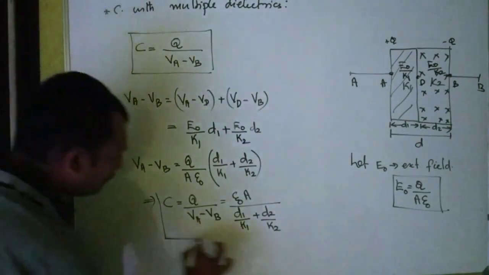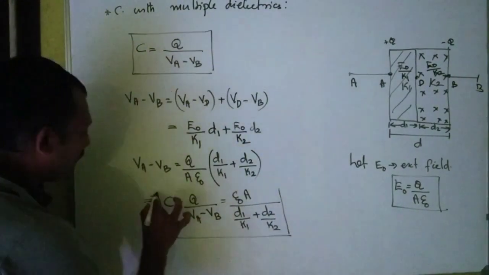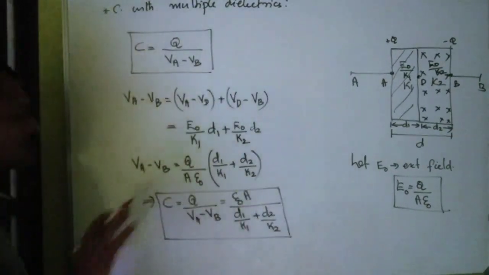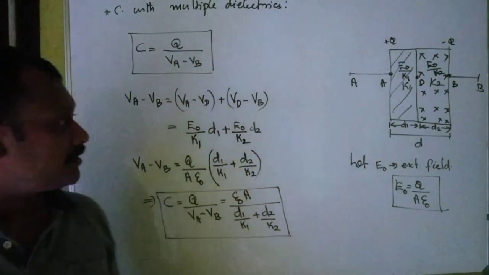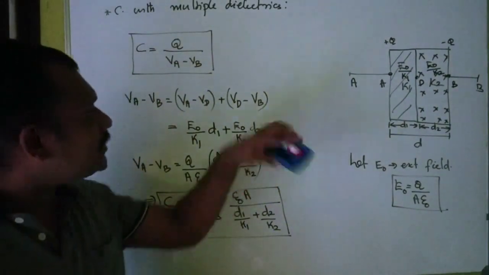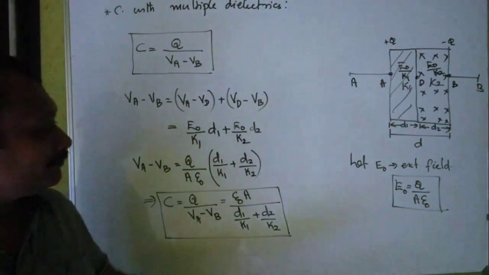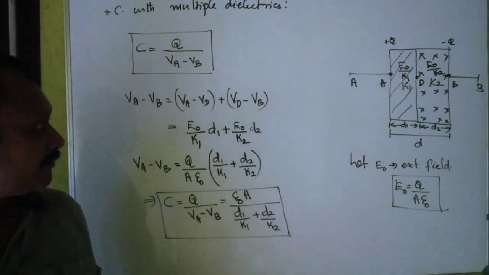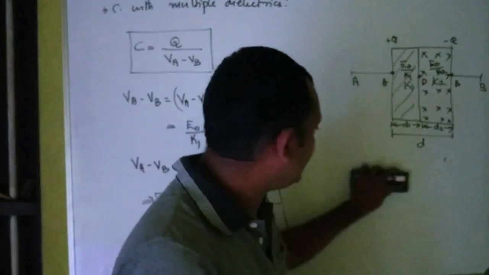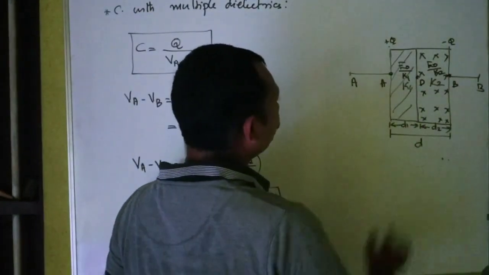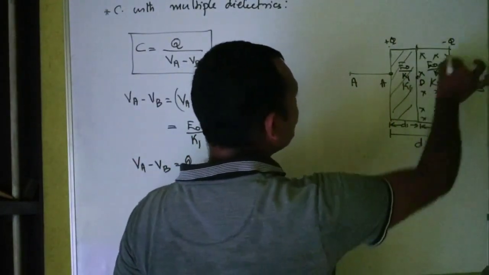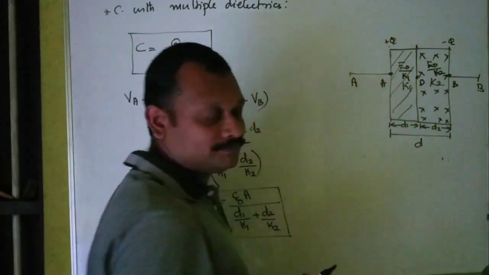This is the answer for the capacitance when two dielectrics are placed between the plates of a parallel plate capacitor. Now you can understand this in another way also. This is the answer we got. Now we are going to solve this in another way. You can treat this as one plate. This is the second plate. This is the third plate.